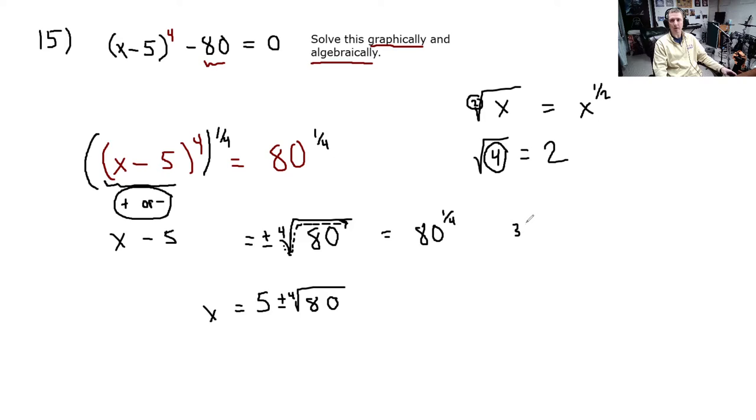The third root of 8, the answer to this is the number which is cubed, which gives us 8. That also is 2. The third root of 27, the answer is the number which cubed gives you 27. 3. Okay?